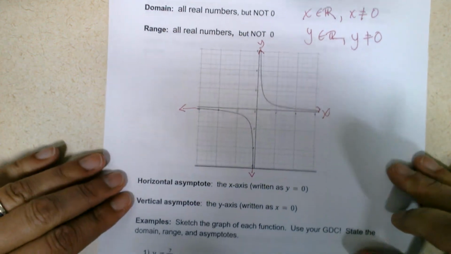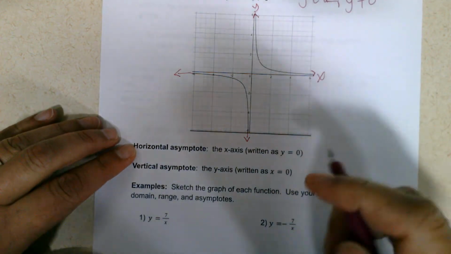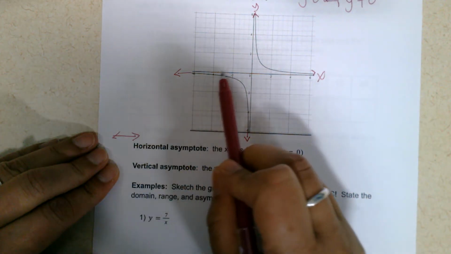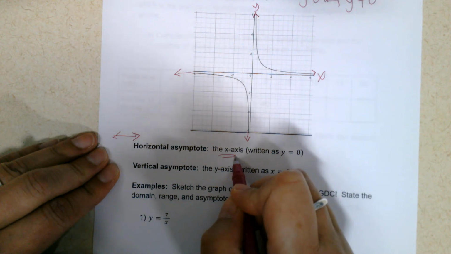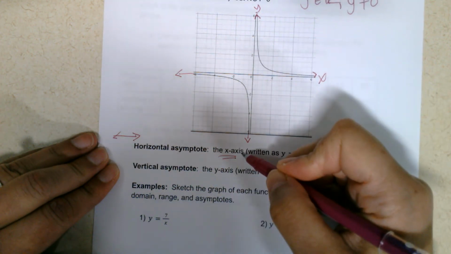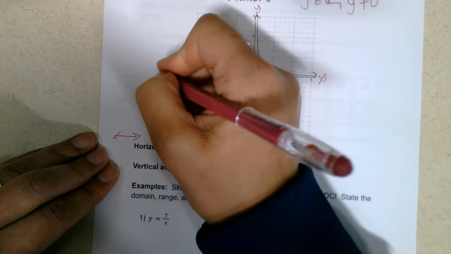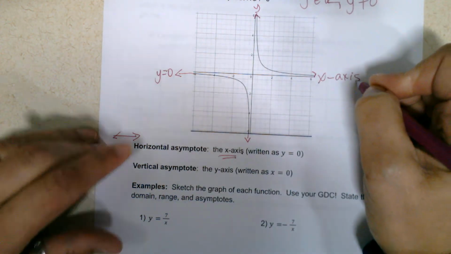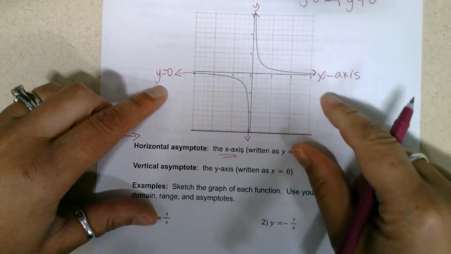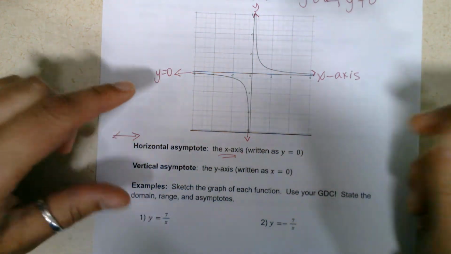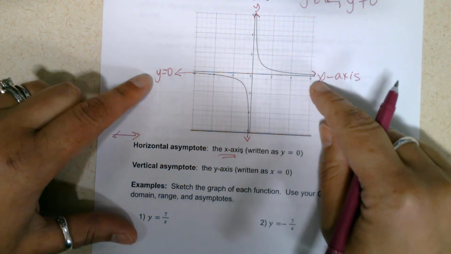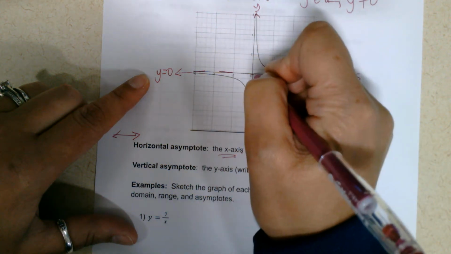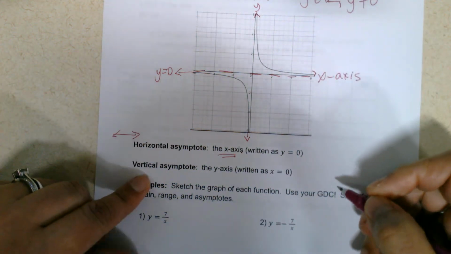All right, let's look at the asymptotes. So the horizontal asymptote, that's the one that goes horizontally, is going to be the x-axis. Now, instead of writing the words x-axis, we can write it as the equation y equals 0. So either we can label this as x-axis, or it's actually the equation y equals 0. I know they're opposite. You know, that's what happens in mathematics. So we'll never cross the y equals 0 line. This is the y equals 0 line known as the x-axis.